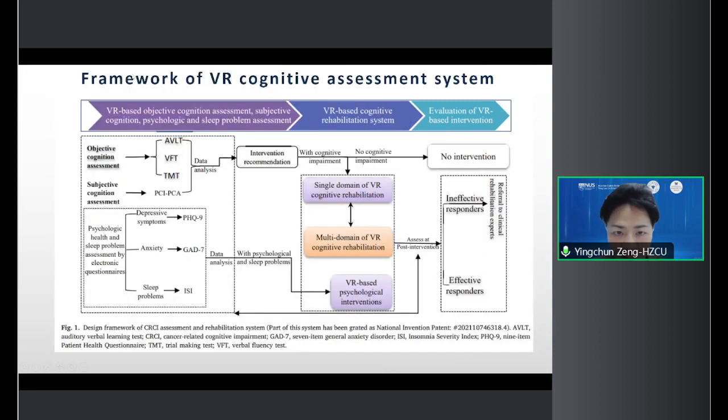This is the key framework for the VR cognitive assessment system. We include 3 key domains. Why did we choose these 3 key domains? Because we have an international cancer and cognition task force. This task force recommends these 3 key domains for assessing cancer-related cognitive impairment. So we developed this VR version.